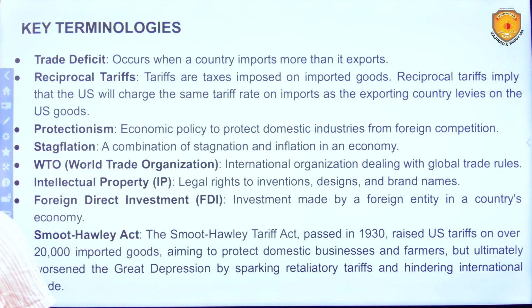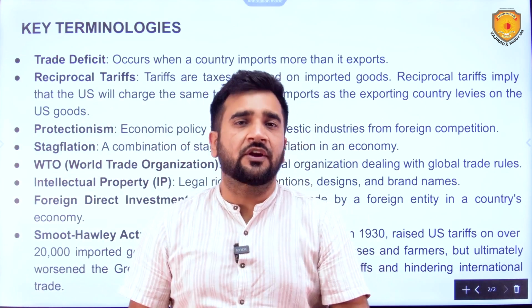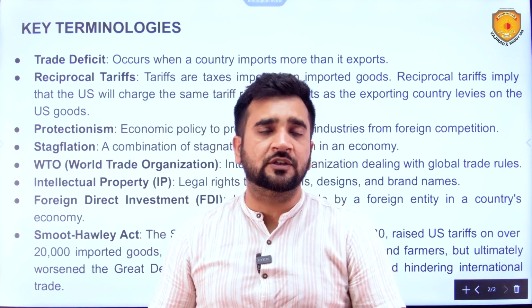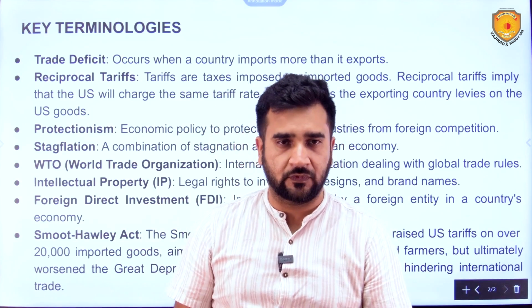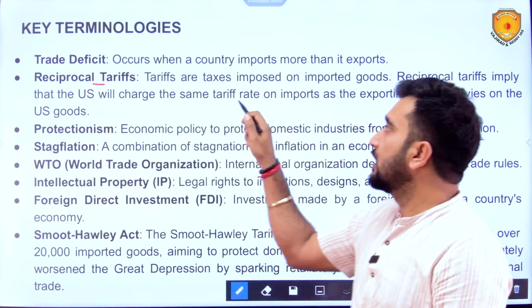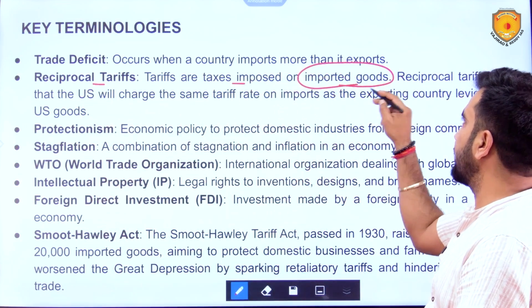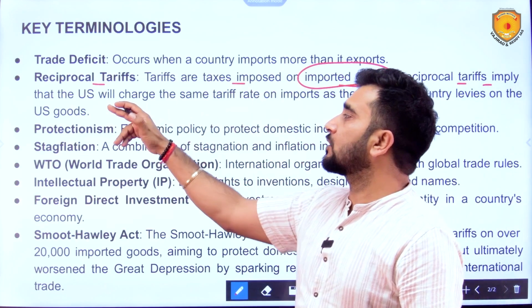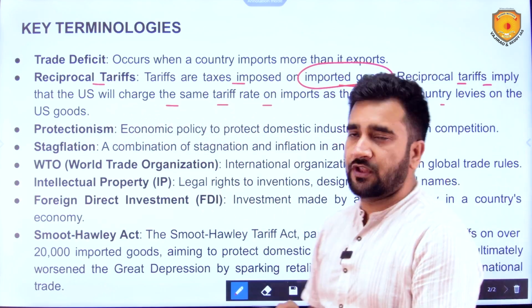Now the key terminologies which will be used in our segment. The first is trade deficit. Trade deficit is a situation where exports are less than the imports or imports are more than the exports. Reciprocal tariffs, they are taxes, largely import duties, which we levy on imported goods. Reciprocal tariffs imply that the US will charge the same tariff rate on imports as the exporting country levies on the US goods.